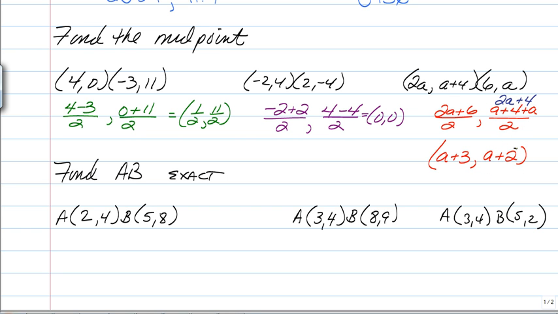You're done. Okay? So the next 3 problems are practice with the distance, and you can just leave it as an exact answer. So make sure you simplify your radical, and just practice these 3.